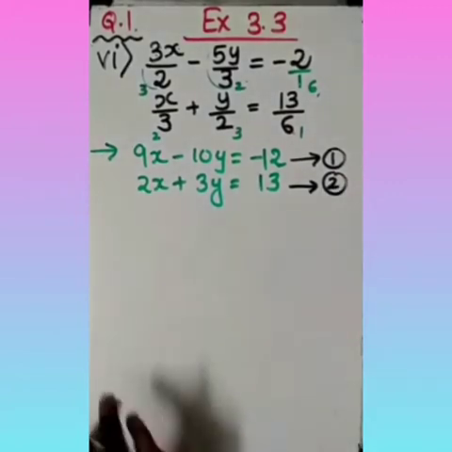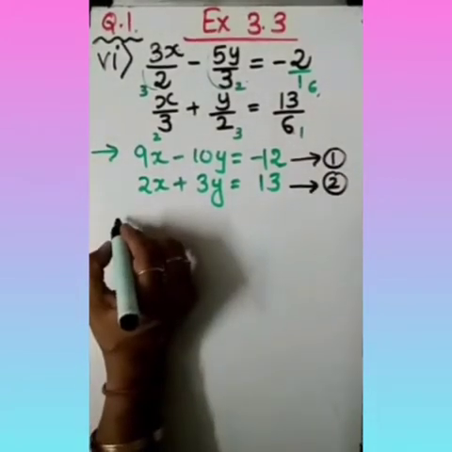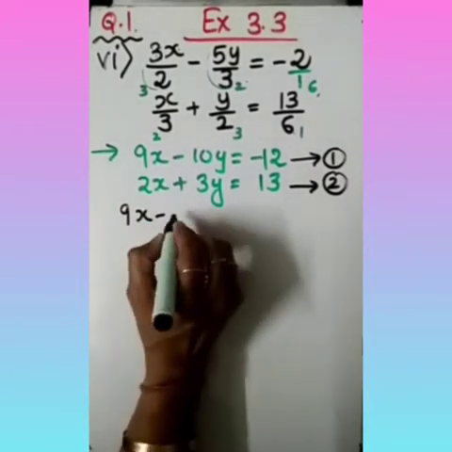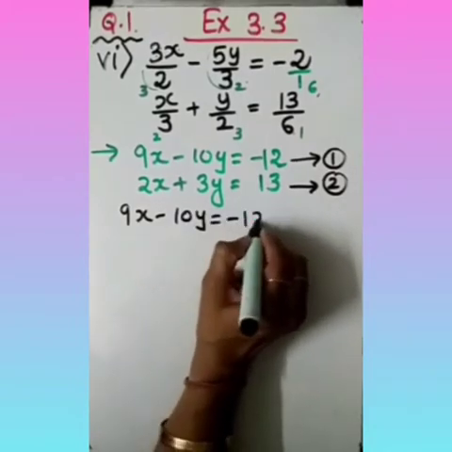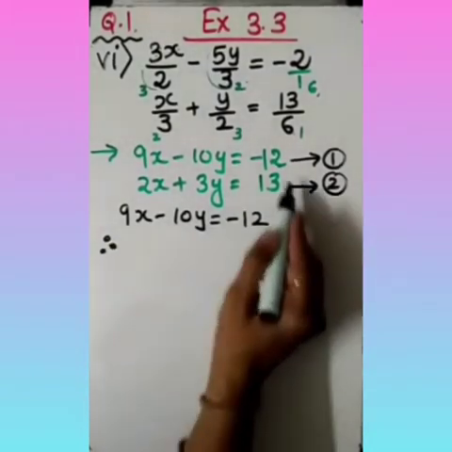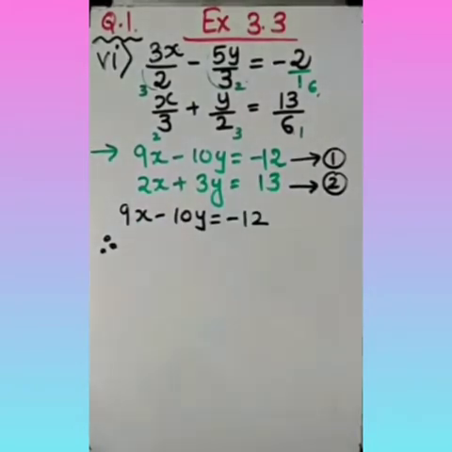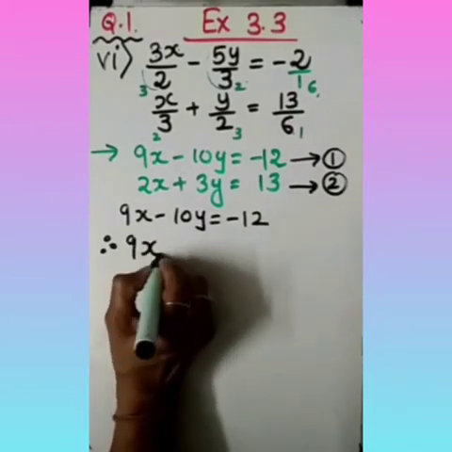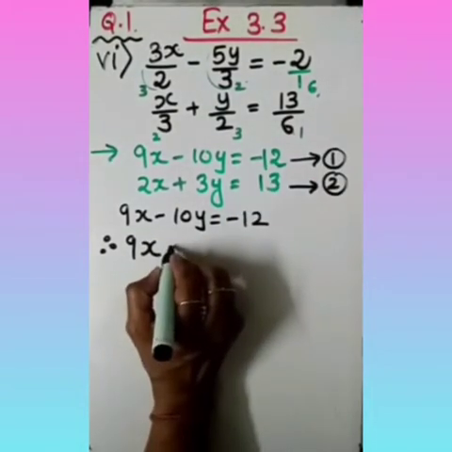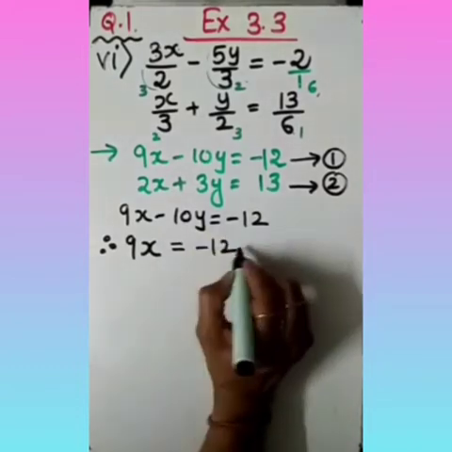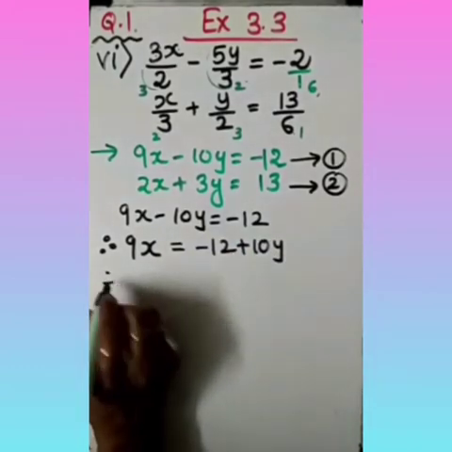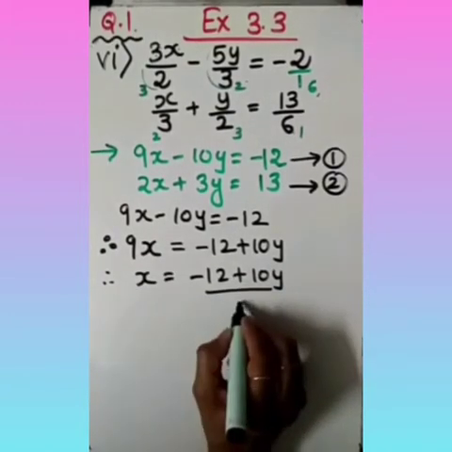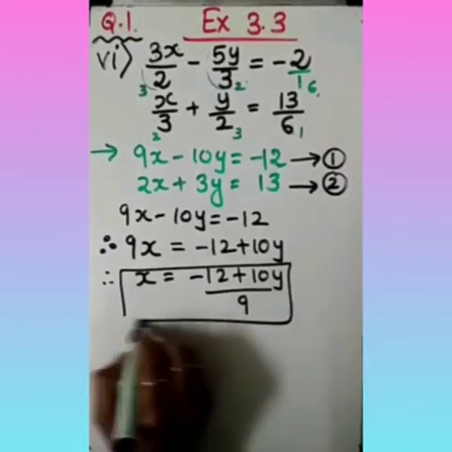Clear to you, beta? Now, simple. What do we have to do? Applying the substitution method, for that I am choosing the first equation. Beta, it's not necessary that we use the first equation every time. We can make a subject from the second equation also. The answer will remain the same. Okay, let's work it out. Now I am making x the subject, so it will be shifted here. x equals minus 12 plus 10y upon 9. So let me have the box.